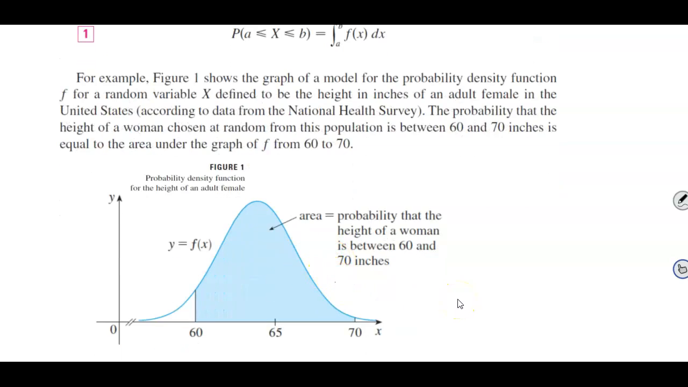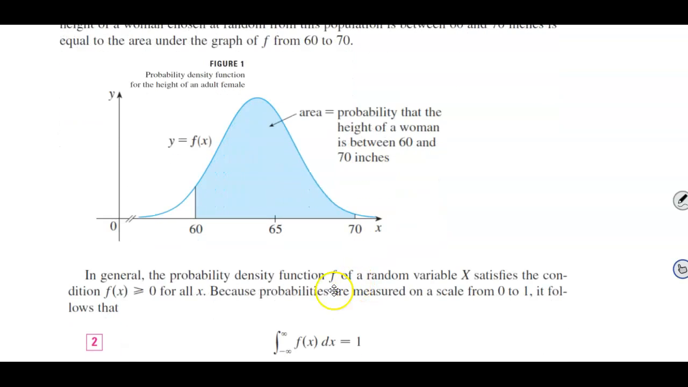for the probability density function f for a random variable X defined to be the height in inches of an adult female in the United States. The probability that the height of a woman chosen at random from this population is between 60 and 70 inches is equal to the area under the graph of f from 60 to 70. So what it's saying here is that everything that's shaded here, the area, is equal to the probability that the height of a woman is between 60 and 70 inches.